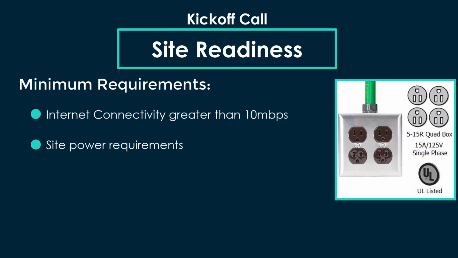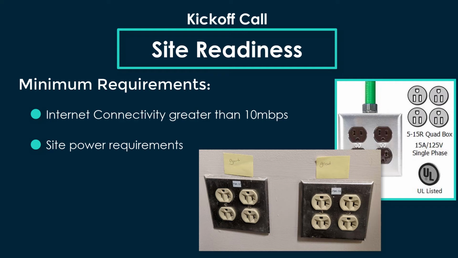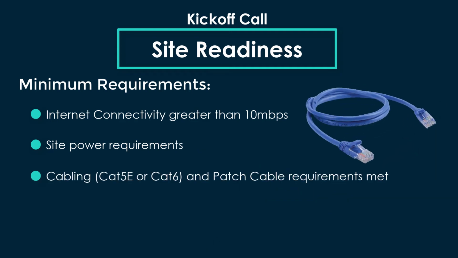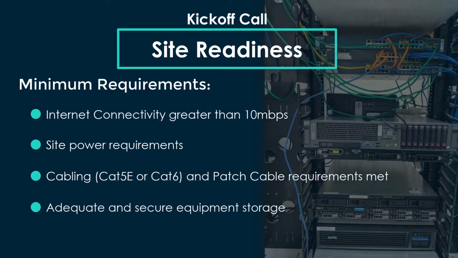It's also important that you have a dedicated circuit with surge protection to power your new equipment, along with ample power outlets. Ensure your cabling meets the standards set by the site readiness document. You will also need to ensure that you have adequate storage for your cloud networking equipment. A freestanding rack, shelving, or cabinet is required for installation.